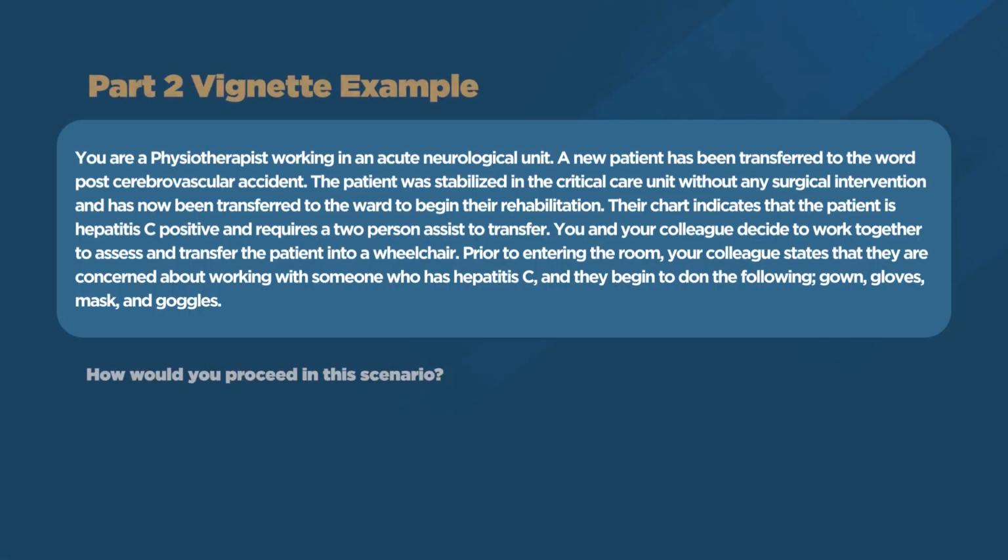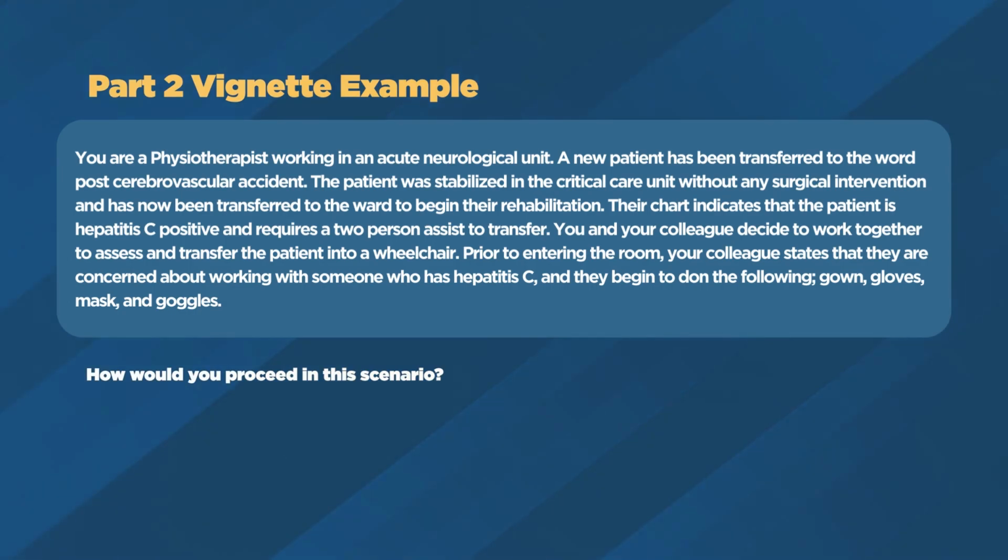You're a physiotherapist working in an acute neurological unit. A new patient has been transferred to the ward post-CVA. The patient was stabilized in the critical care unit without any surgical intervention and has now been transferred to the ward to begin their rehab. Their chart indicates that the patient is hepatitis C positive and requires a 2-person assist to transfer. You and your colleague decide to work together to assess and transfer the patient into a wheelchair.